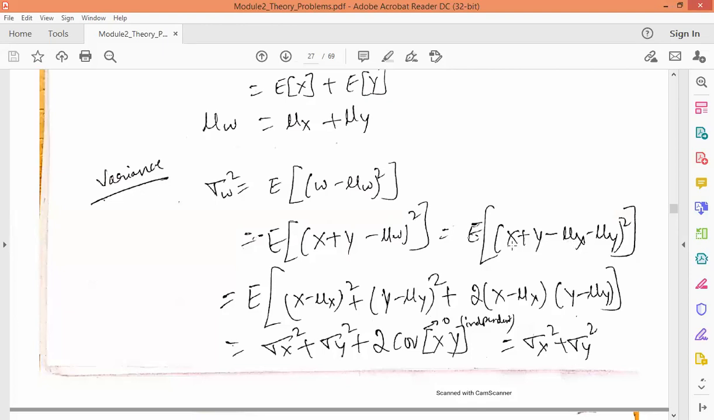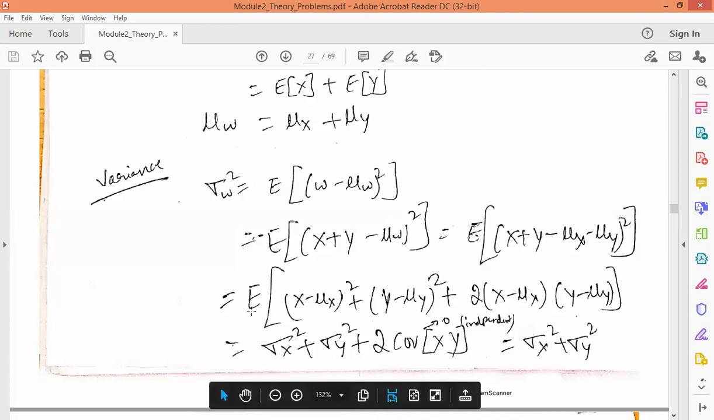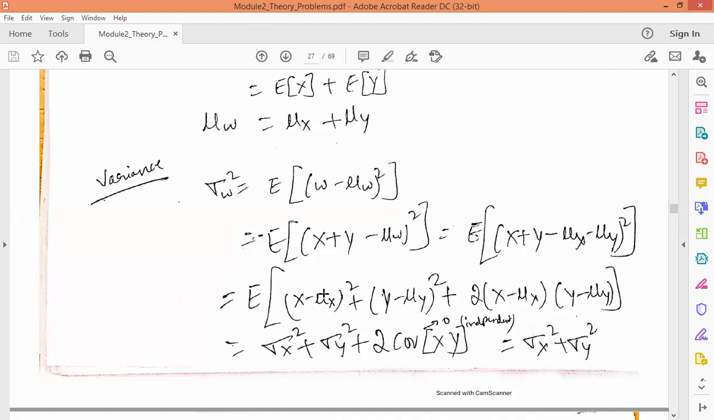Now we are going to rearrange this term. X minus mu X is taken as one term and Y minus mu Y as another term. So X minus mu X can be taken as A, and Y minus mu Y can be taken as B. This is nothing but expectation of A plus B whole square. It can be written as expectation of X minus mu X whole square, that is A square, plus B square, which is Y minus mu Y whole square, plus 2AB, that is 2 into X minus mu X into Y minus mu Y.